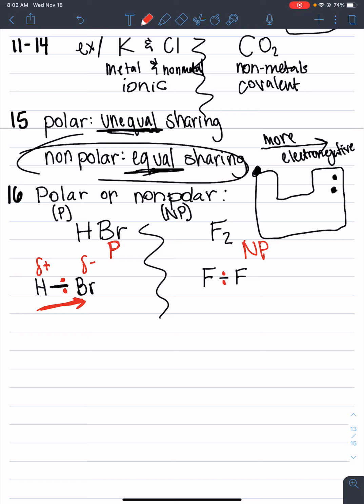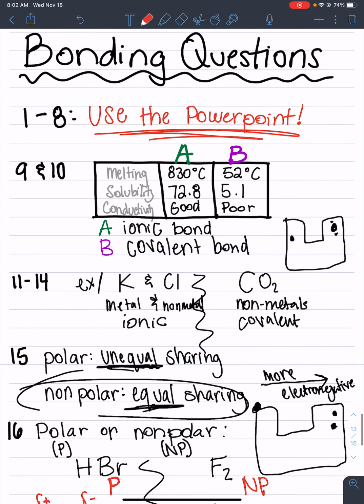So you're going to go through each of those and think about that. Is one going to be pulling electrons? Is it more electronegative, or is it less and so it's not going to want it as much? Or are they about equal and so they're going to be sharing equally? Hopefully this can help you do all of your homework.